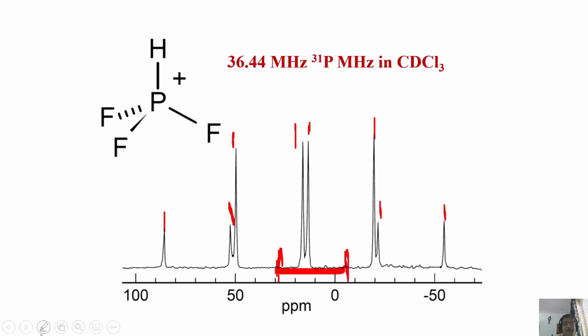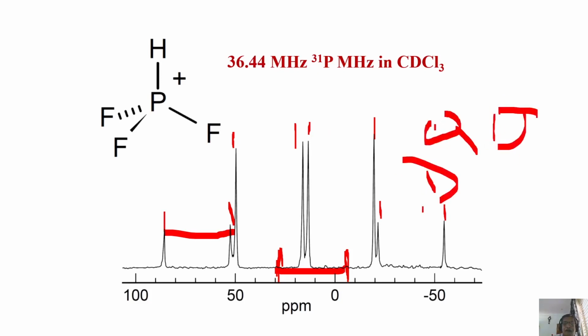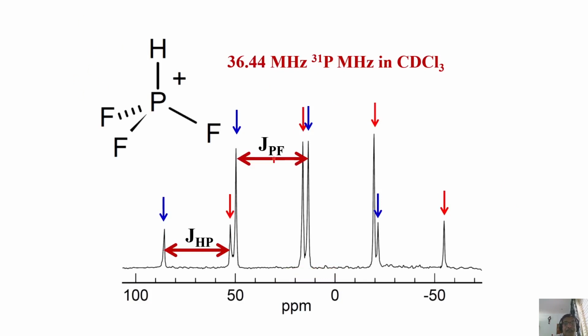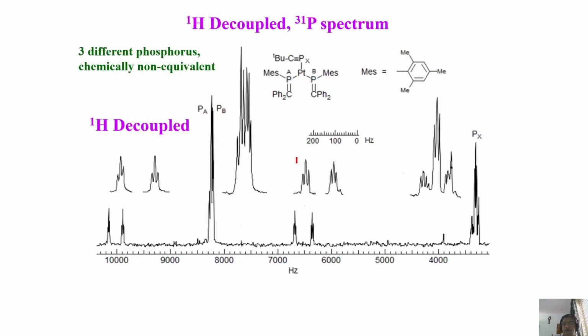This is HP coupling, and this is PF coupling. Which is larger, you find out, because it looks like more or less they are coming equal. Depending upon whichever is larger, you call it quartet of doublets, or doublet of quartets. That's what you should understand. This is one quartet, this is another quartet. This is JPF, this is JHP. Looks like JPF is larger than JHP. As a consequence, it is a quartet of doublets.